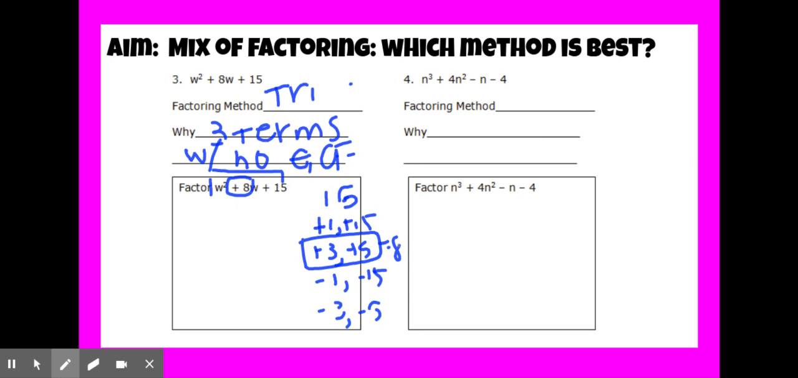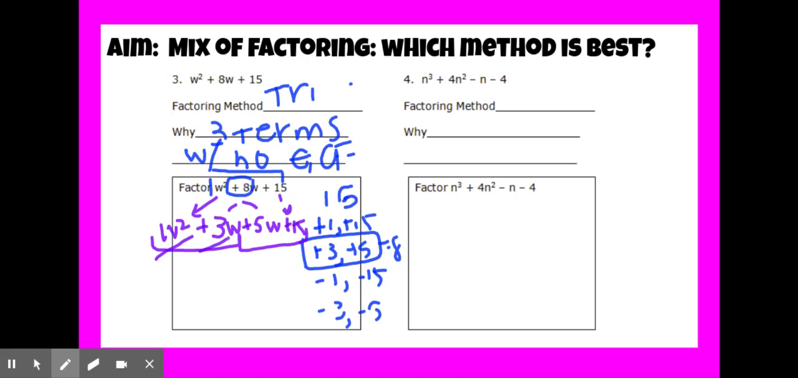And then what do we do next is we separate our two terms in the middle into positive 3w and a positive 5w. And we bring down our 15 and we bring down our w squared. Okay, next step, group it.